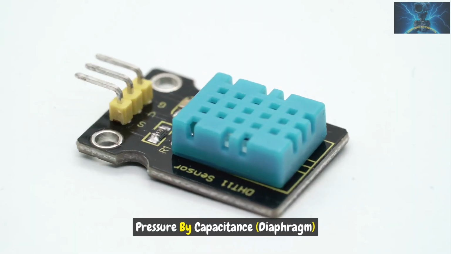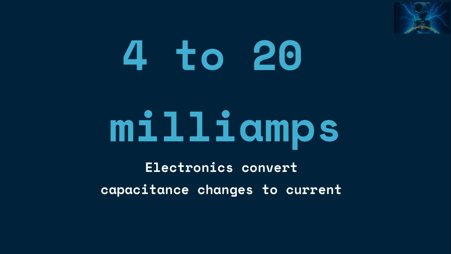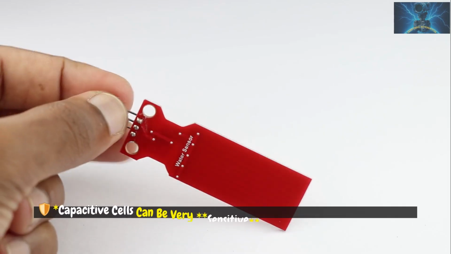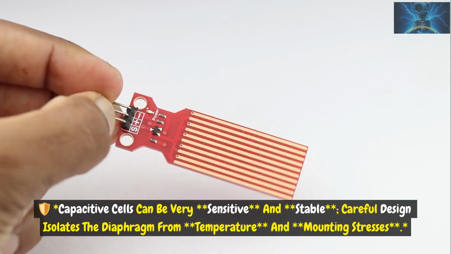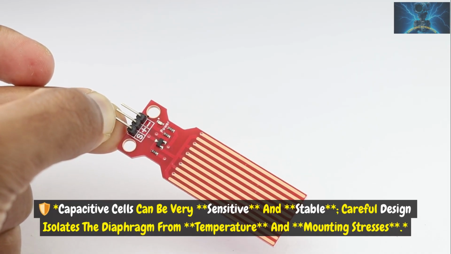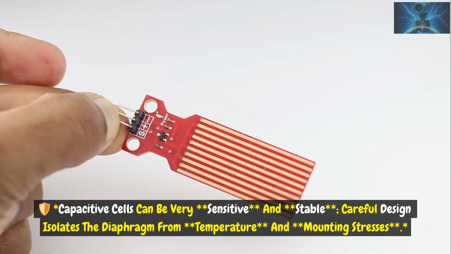Pressure by capacitance diaphragm. A thin diaphragm moves under pressure. The changing gap shifts capacitance. Electronics convert that to 4 to 20 milliamps. Capacitive cells can be very sensitive and stable. Careful design isolates the diaphragm from temperature and mounting stresses.